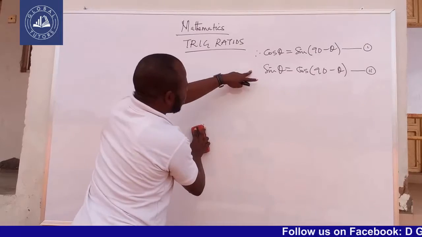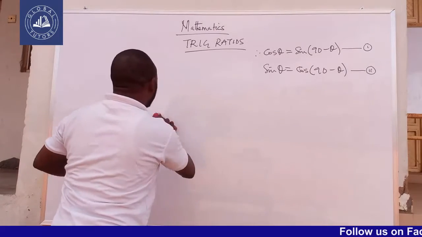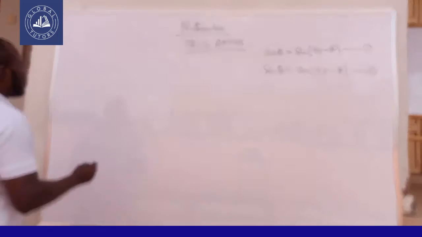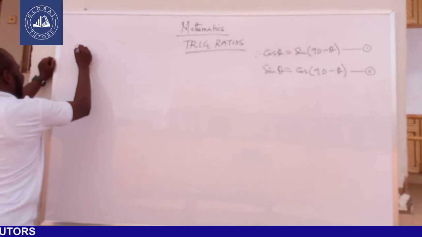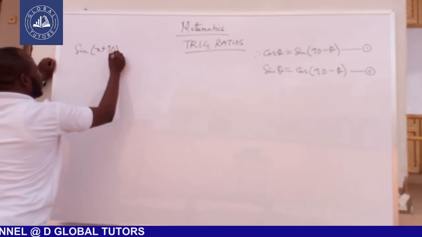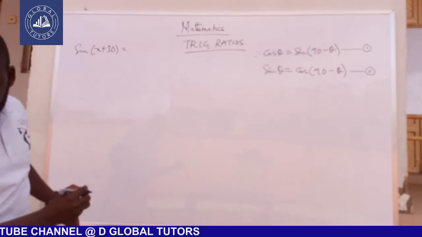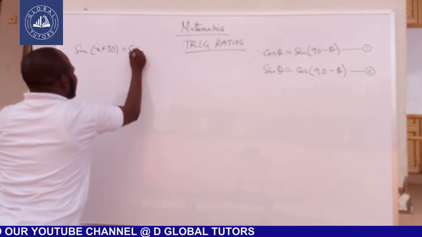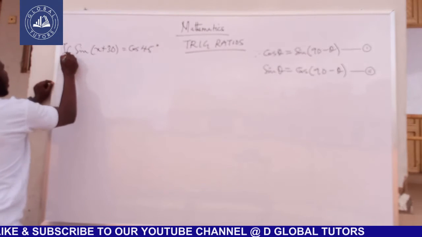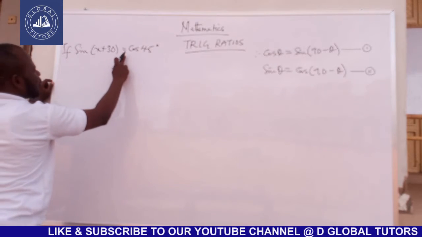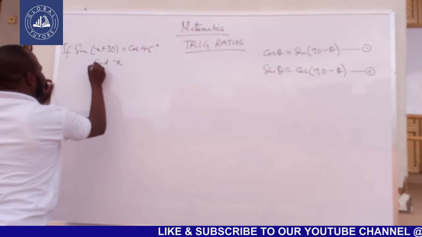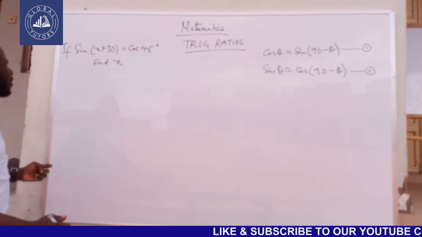I left this on the board so that you can also always refer to it. Let's see this. The question says sine (x + 30) equals cos 45 degrees. The question still says find x. How do we solve that?